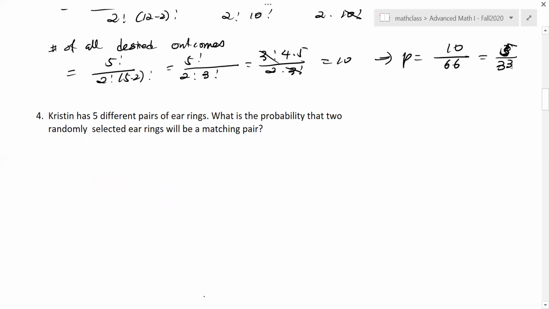All right. So next problem: Christine has 5 different pairs of earrings. What is the probability that 2 randomly selected earrings will be a matching pair? Now here's the point. One little box contains 1 ring, so in total you have 10 rings there, but you don't see them. All those boxes are the same box, you cannot see inside. So you randomly pick 2 boxes and open them. What is the probability that those 2 rings are matching? Yeah, please work on this problem.